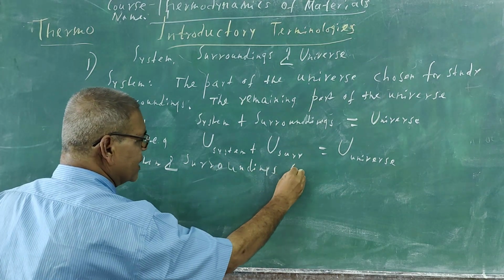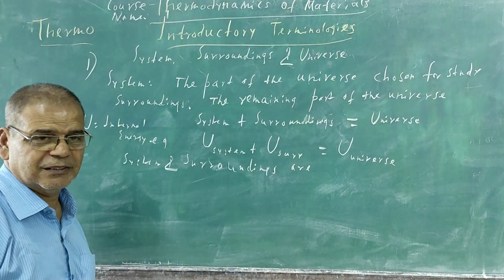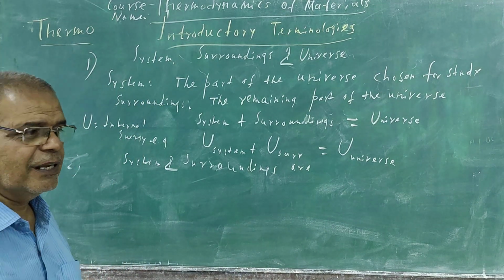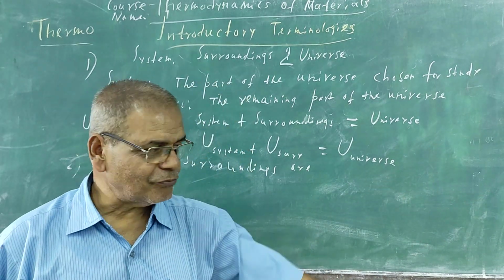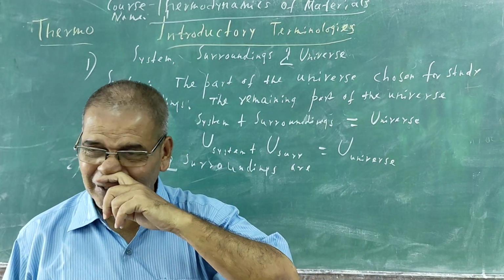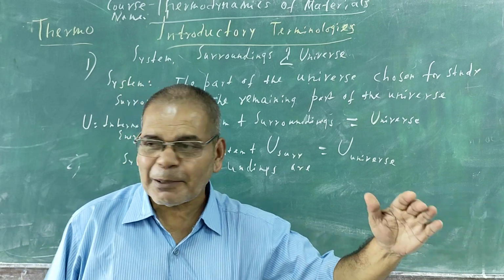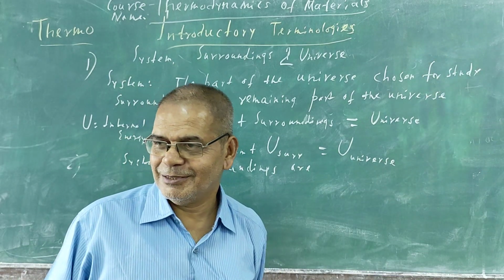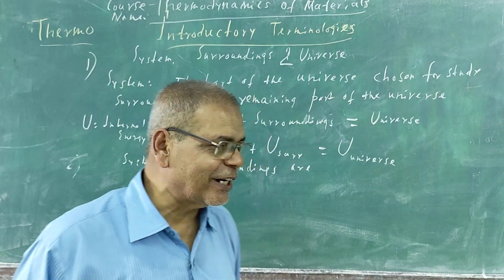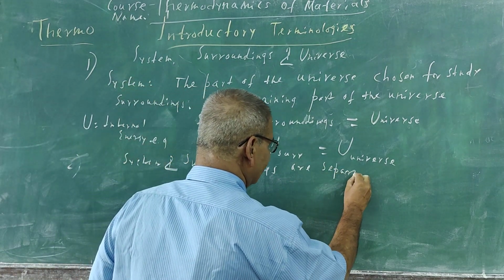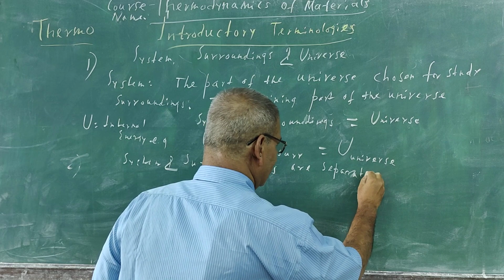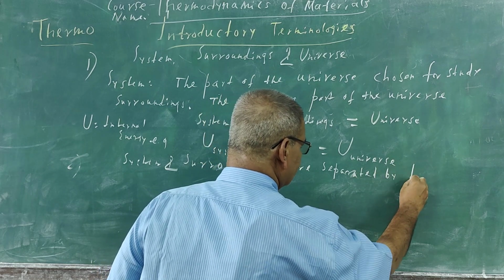Surroundings are separated by a boundary. This is the system room, and this corridor may be part of the surroundings. Then this is separated by the wall. So this is the boundary. So system and surroundings are separated by a boundary.